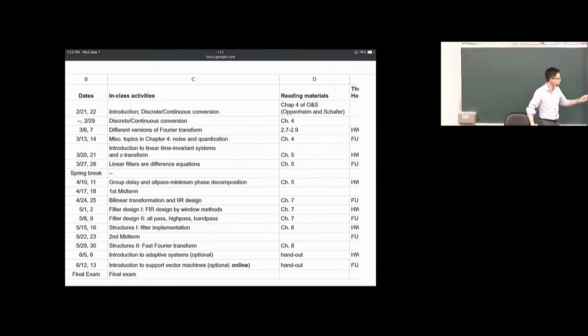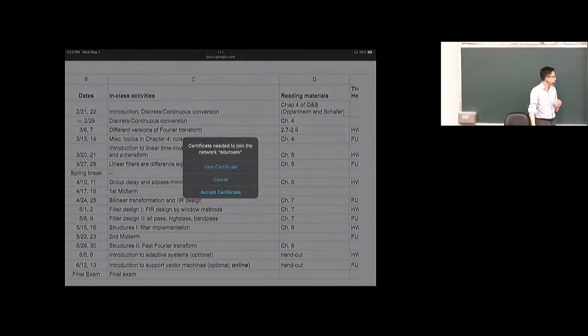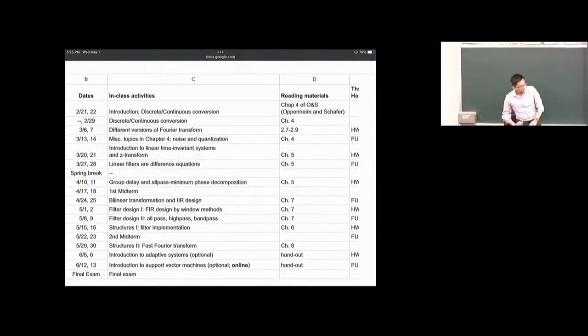where F stands for finite impulse response, meaning that this filter has an impulse response that has finitely many samples. 有限多个 samples, finitely many samples. And the way we design an FIR filter, the most classic way is through the usage of a window. What does it mean to have a window? So we'll talk about that today.